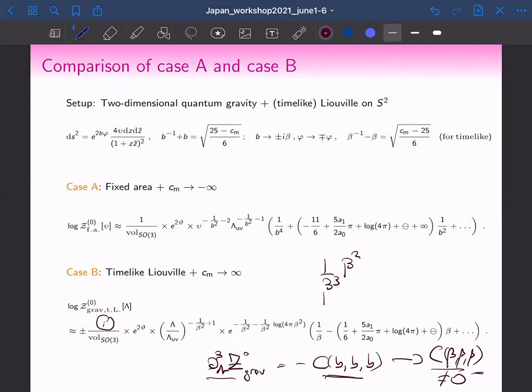I think there's another question. Yeah. Sorry? Yeah. Hi, can I ask a question? Yes. Yeah, I'm a little confused about the role of de Sitter space.